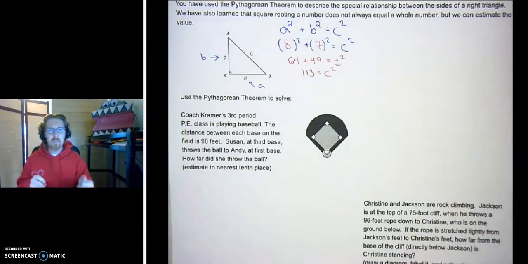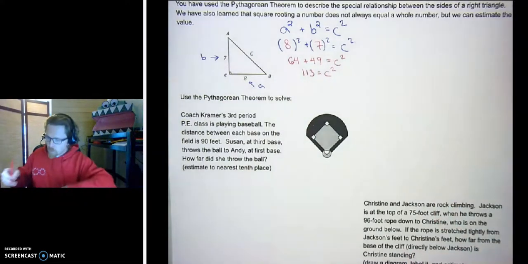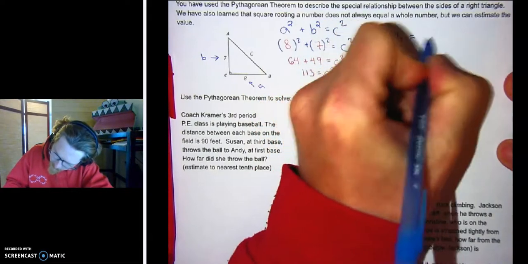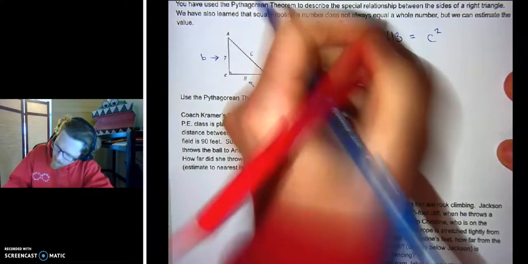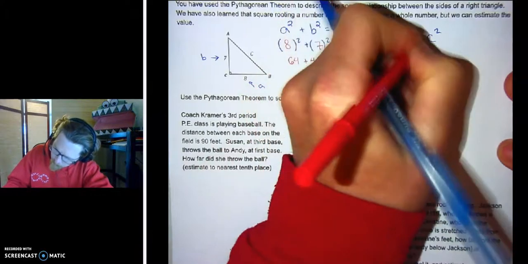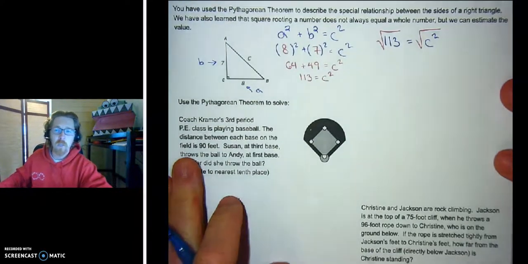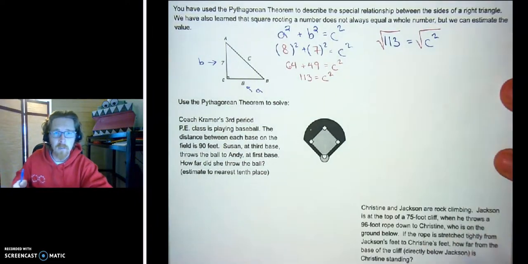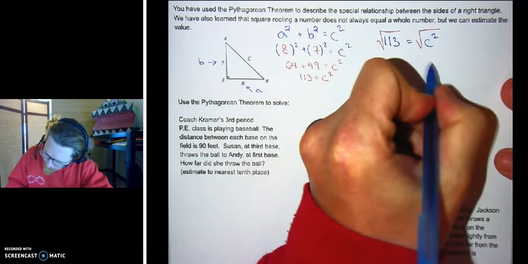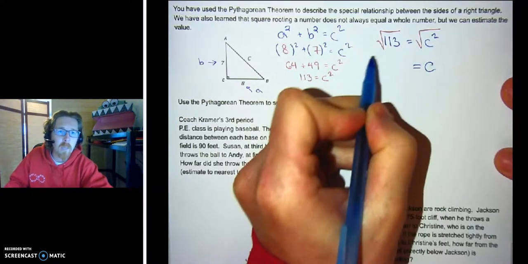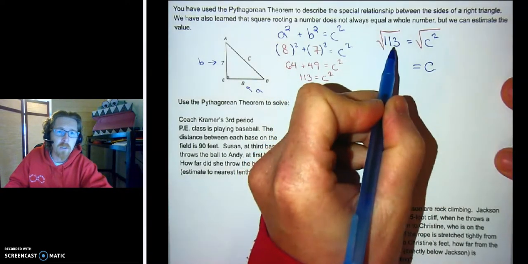But we don't want c squared, we want c. So what we do is we take that 113 and that c squared and we take the square root of both sides, because whatever you do to one side of the equation, you have to do to the other to keep it balanced. Now we end up with our c because the square root and the square cancel, and we want to take the square root of 113.